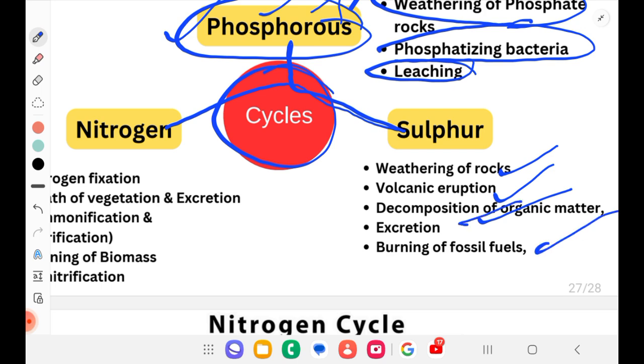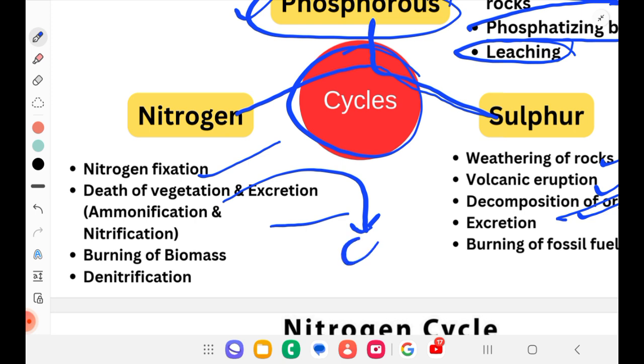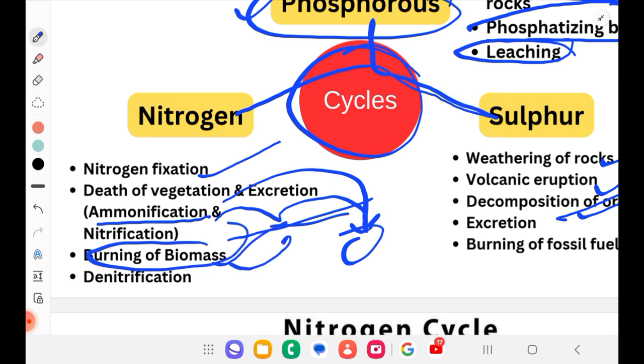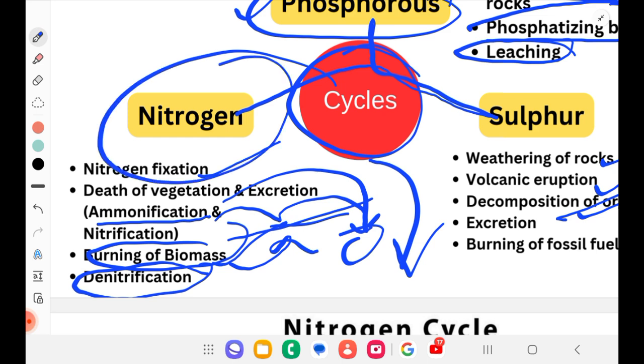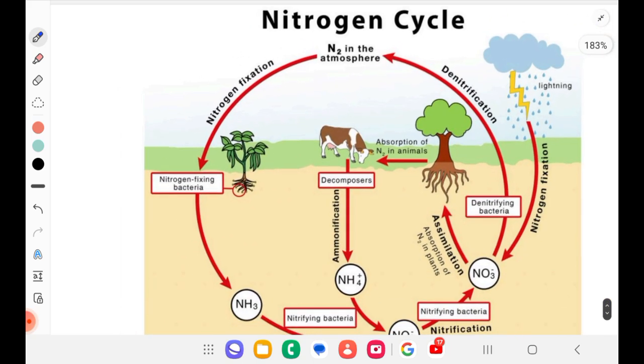Then we have nitrogen. Through nitrogen fixation, it will come to the plants, and death of vegetation again goes back to the plant or soil. So that is said, that will go to ammonification and then nitrification in the soil. Then biomass also, if you burn that, then we will get nitrogen to atmosphere and denitrification back to the soil, okay? This is the cycle. I just simply explained because these are well known facts. For revision, just go through it. I have just shown the figure, nitrogen cycle. If you want, just have a look.